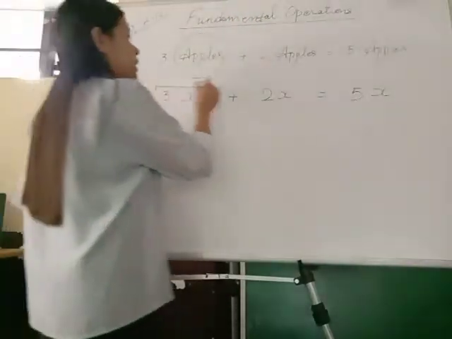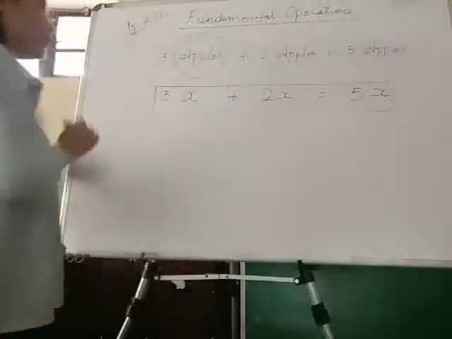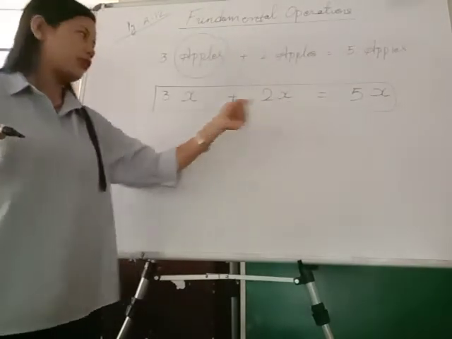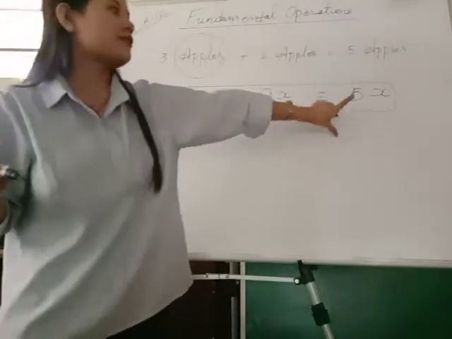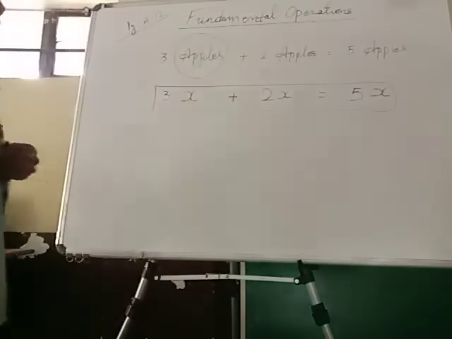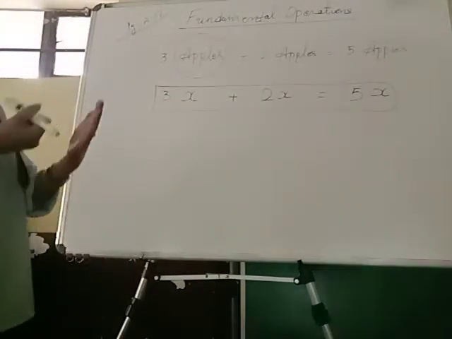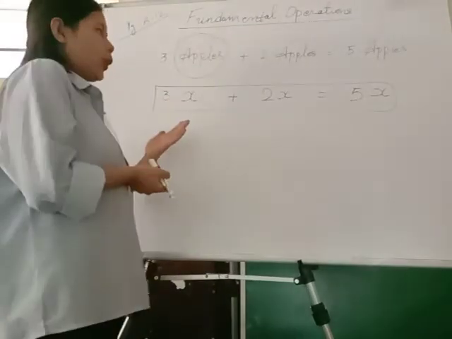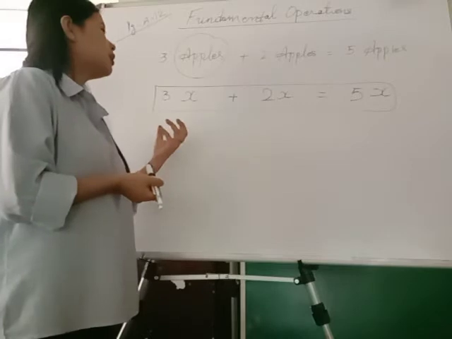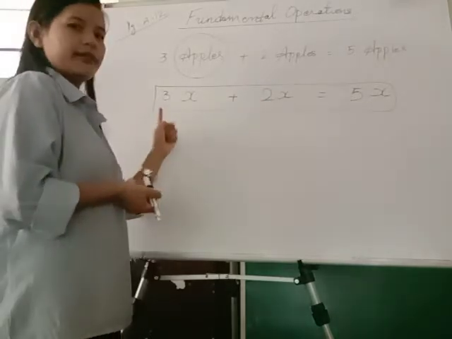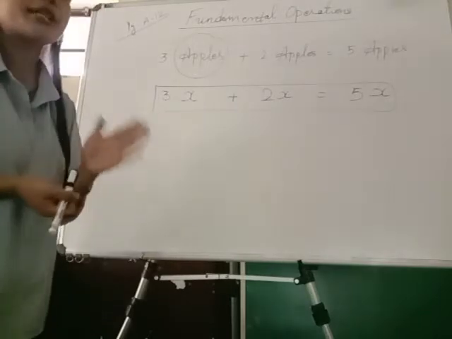So, this is addition of an algebraic expression. This is an algebraic expression. This is another algebraic expression. We have added. This gives us 5x. Okay. So, if you look at this example, whenever we are performing addition, we only deal with the numerical coefficients. Okay. The variable remains unchanged.